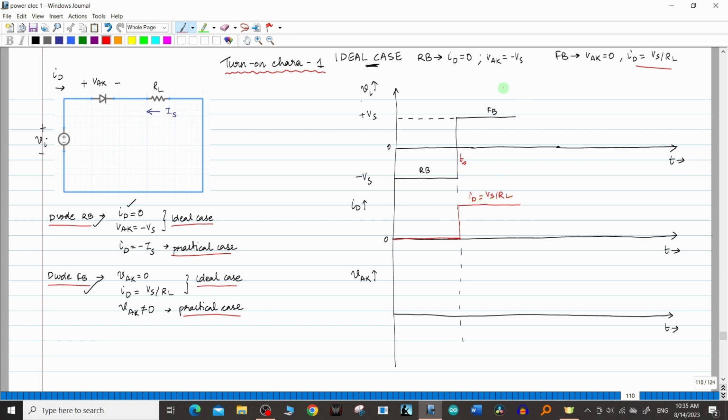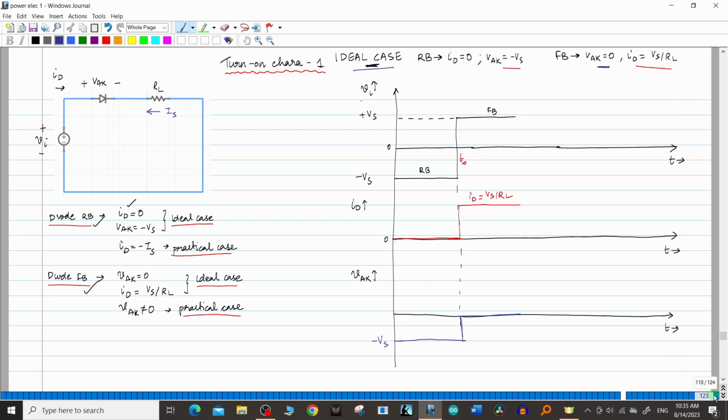Now let us draw the value of VAK. VAK in the reverse bias condition is minus Vs. After t0, when the diode becomes forward biased, the VAK value is equal to 0. So the graph will look like this. This is a simple turn on characteristic for the ideal case of the power diode.